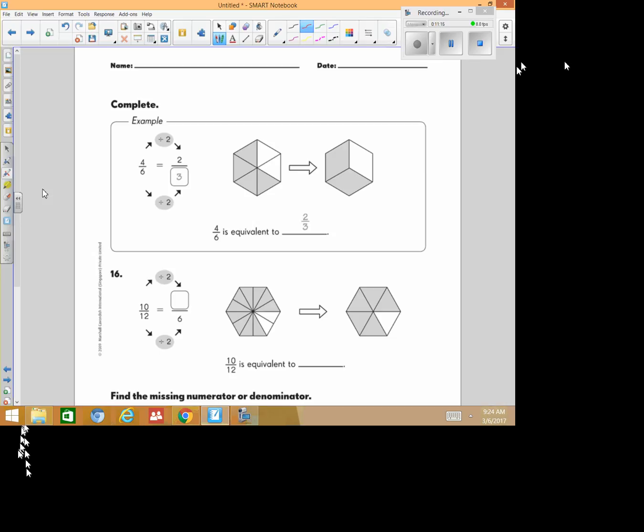Okay? So what is 10 divided by 2? No, that's your timesing. Divided by. Count by 2 to get to 10. Hannah? 5. Count by 2 to get to 10. Okay? So 10 twelfths is equivalent to 5 sixths. 5 out of 6. Either way.